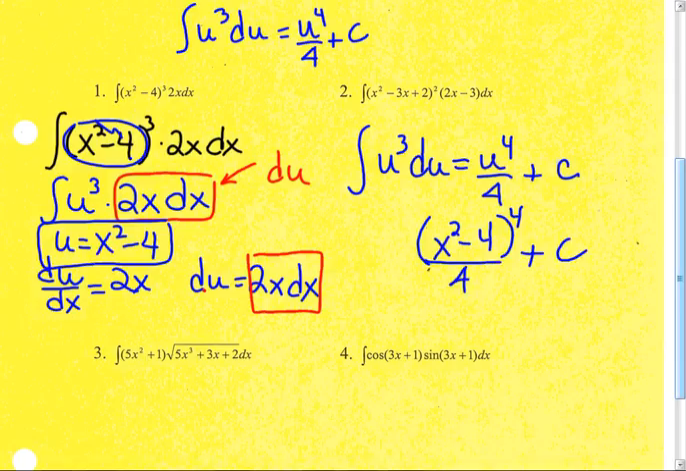It's how I handle the chain rule. Do you see the chain rule in this function? I have a composite function. I have x squared minus 4, and guess what? I see the derivative of this right there.